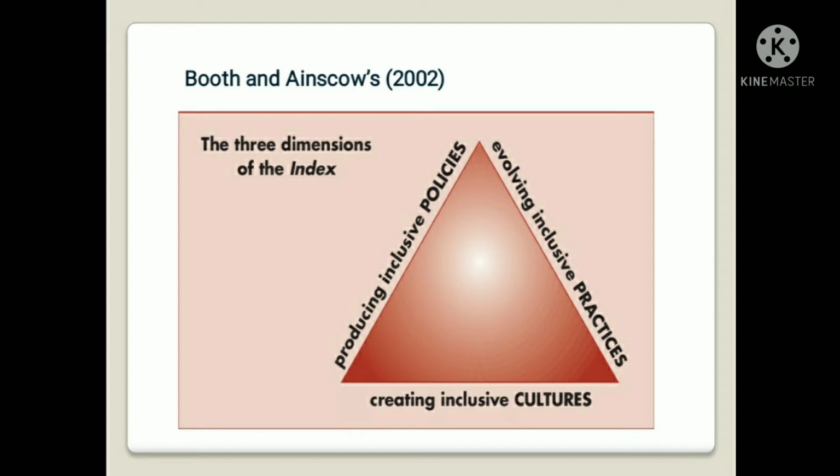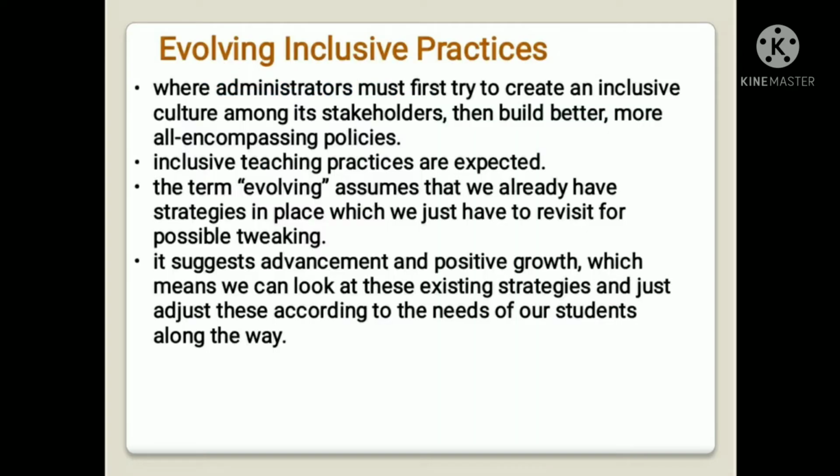Here are the three dimensions in the index. First dimension is creating inclusive cultures. Second is producing inclusive policies. And the third, which I will discuss, is evolving inclusive practices. Now, let us define what evolving inclusive practices is.